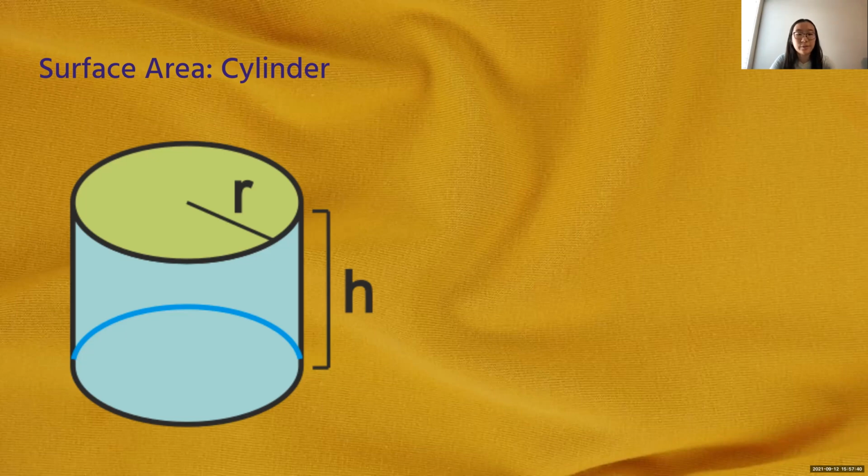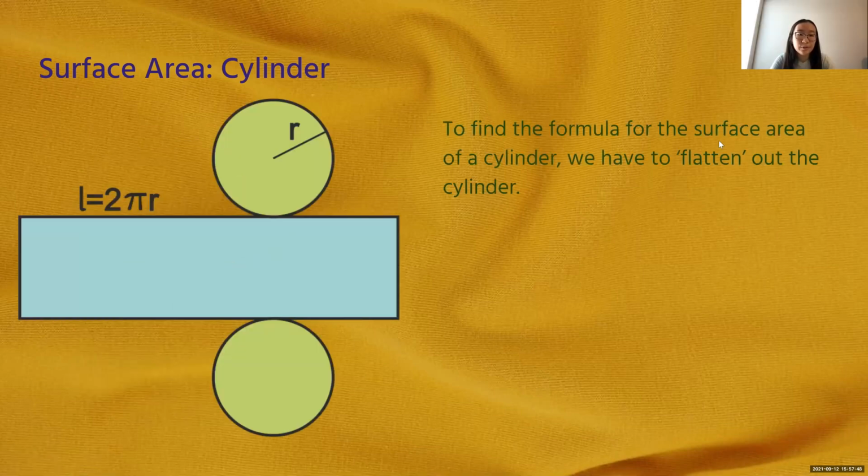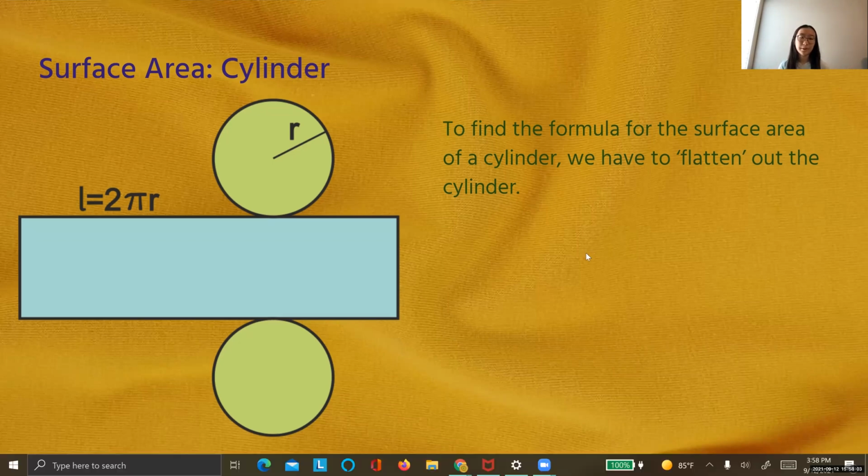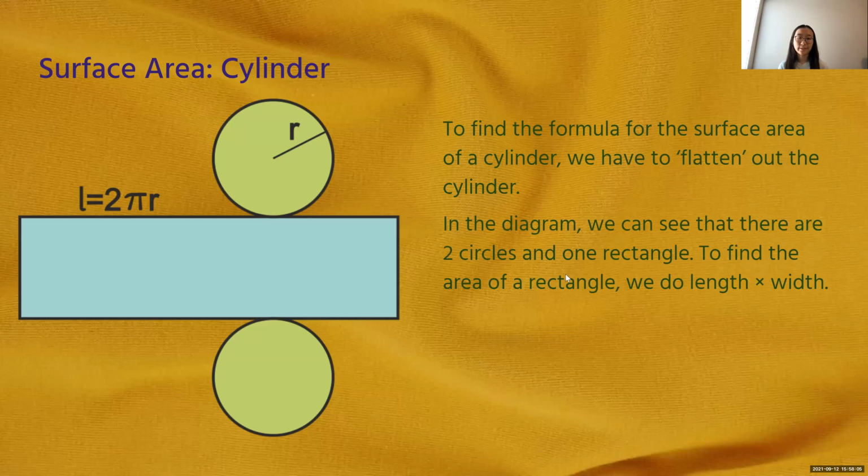Okay, and now for surface area of a cylinder. So first we have to imagine that we're just flattening out the cylinder. Imagine we construct a cylinder out of paper and we're just going to open it up and smash it down. So you have the two circular bases of the cylinder, and then you have the middle part, which if you unravel it all out, turns into a rectangle.